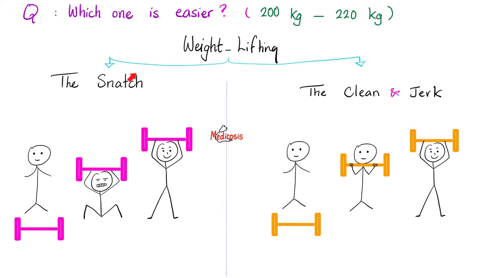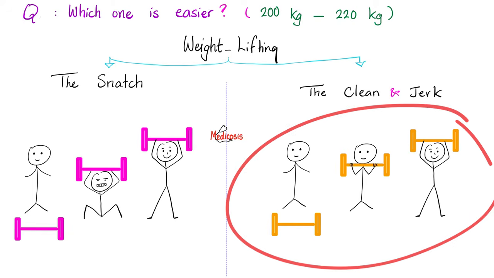Weightlifting. We have two types. There is the snatch and there is the clean and jerk. Which one do you think is easier? Please pause. The answer is the clean and jerk. Why? Because I can hold this bar up here for a while and anticipate and feel its weight so that the next part is expected and therefore easier. But here, I have to snatch it very quickly.